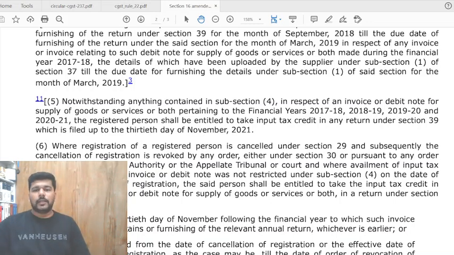So we are now coming with the next video in our new series, that is on the amendments which have been brought in by way of introduction of section 16 subsection 5 in the CGST Act. Now, what is this section 16 subsection 5?